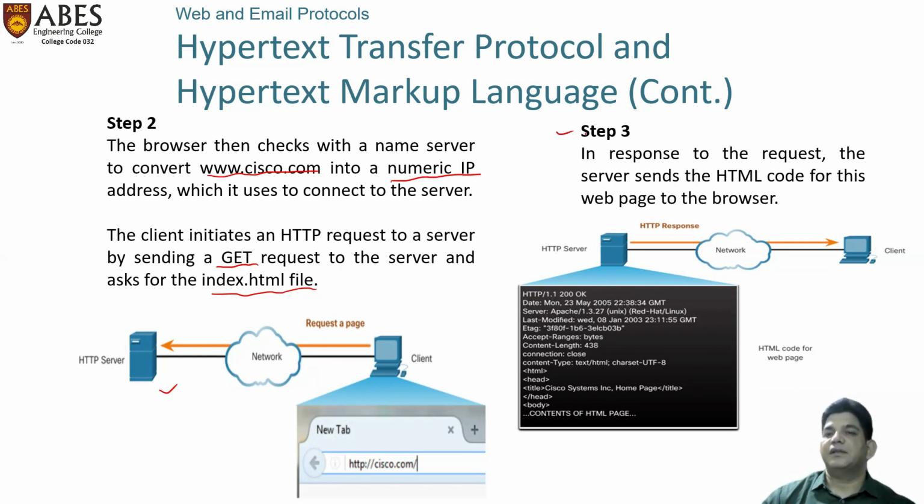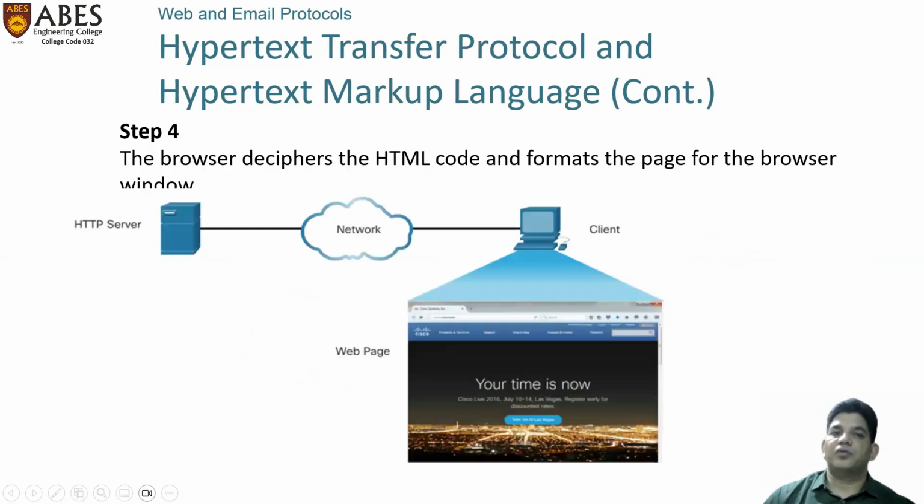Next, in step three, in response to the request, the server sends the HTML code for this web page to the browser. The server sends HTTP 1.1, which is the version of HTTP, with status 200, which is OK, and then sends this HTML page to the client side. Next is step four: the browser deciphers this HTML code and formats the page for the browser window, and the home page of that website can be opened at the client side.